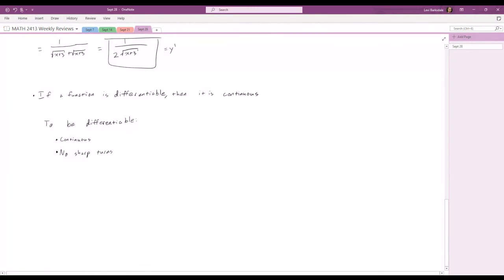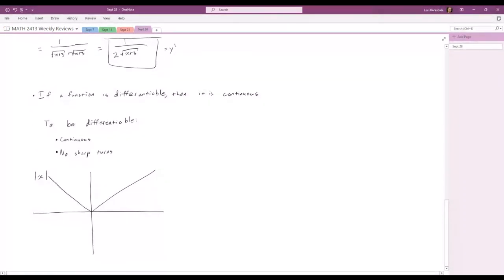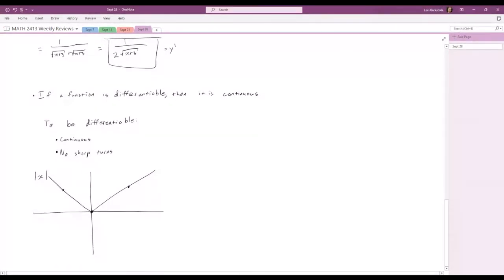So a good example of a function that isn't necessarily differentiable is the absolute value of x. If we sketch out a graph, it looks something like this, right? Well, remember our whole big idea for the derivative is the derivative means slope. So if I pick a point here, you can tell me the slope right there. If I pick a point right here, you can tell me the slope. What if I pick the very center point? What's the slope?